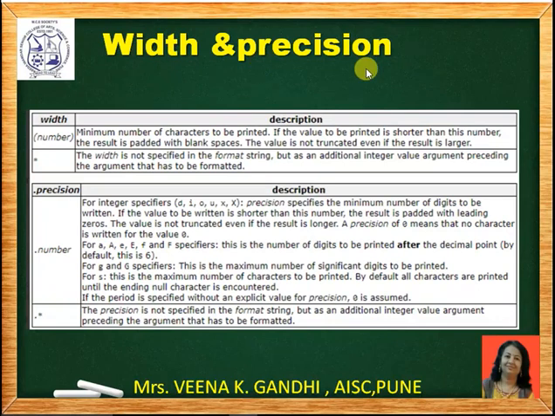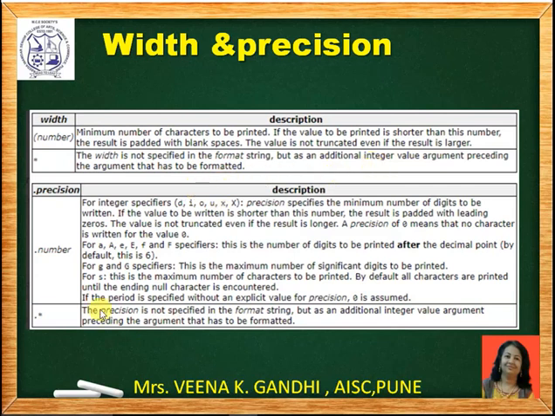Next is width and precision. Width and precision are also optional parts. In width you can specify a number. It represents the minimum number of characters to be printed. If the value to be printed is shorter than this number, the result will be padded with blank spaces, and the value will not be truncated even if the number is larger or the result is larger. Next is asterisk. Asterisk acts as a placeholder if the width is not specified in the format string but as an additional integer value argument preceding the argument that has to be formatted.